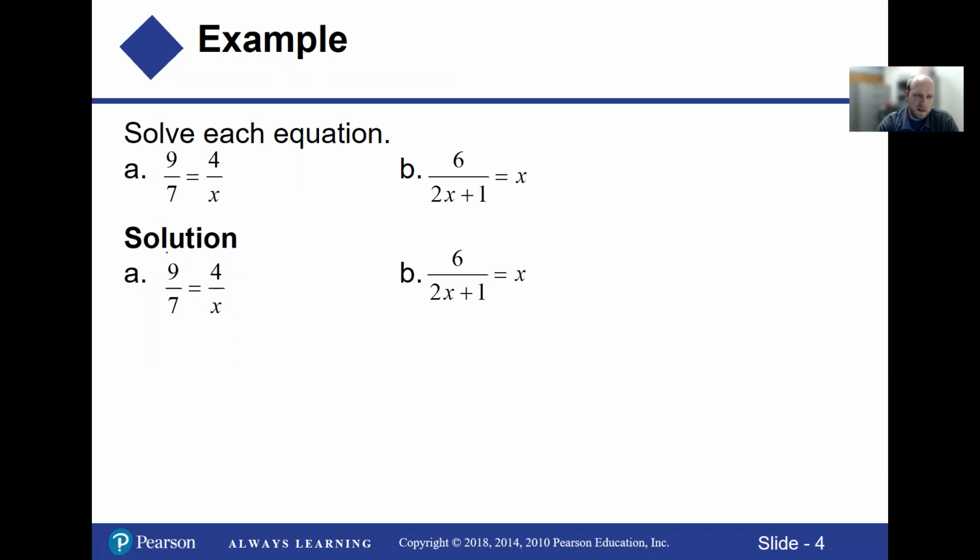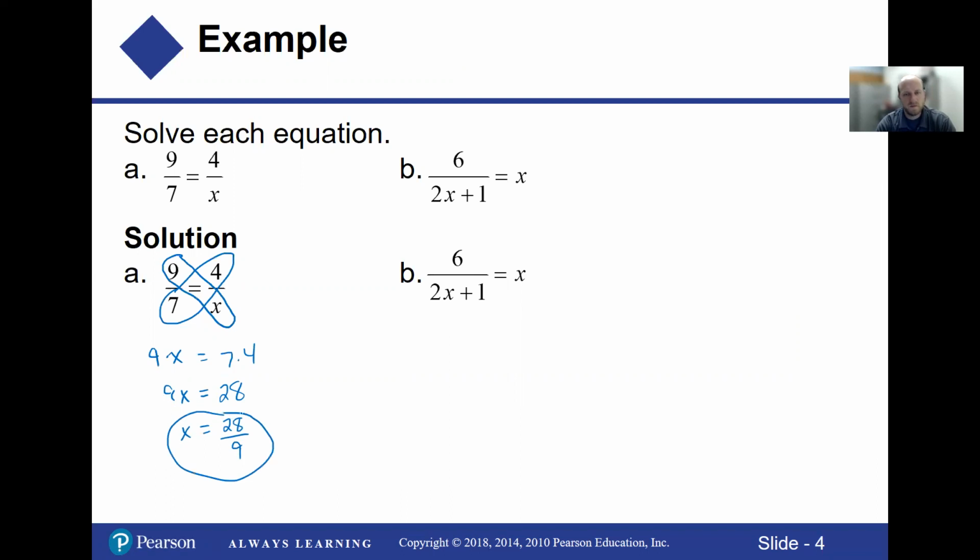To solve something like this, if I have 9 over 7 equals 4 over X, what I do again is I cross multiply. So I'm going to take the 9 times the X, and I'm going to set it equal to the other thing, 7 times 4. We know that 9 times X is simply 9X, and 7 times 4 is 28. Divide by 9 on each side, and you get 28 over 9. So that one's pretty simple.